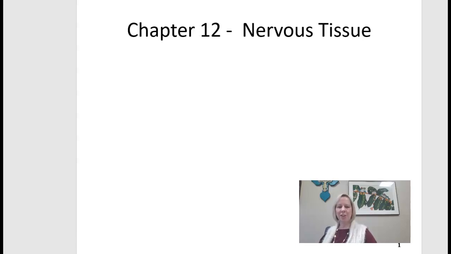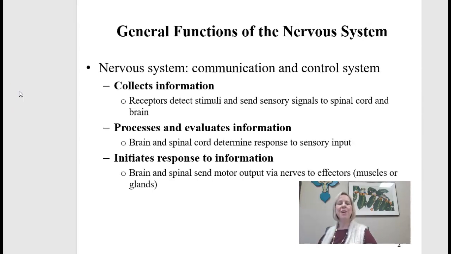Hey guys, we're going to start looking at Chapter 12, Nervous System, and especially the nervous tissue. The general functions of the nervous system will be collecting information, that would be receptors, and then sending that information into the brain or spinal cord. That would be sensory neurons, or what we call afferent neurons. The spinal cord or brain will process and evaluate the information and then determine what response needs to be made. This is then sent to the effector via an efferent or motor neuron, and effectors are muscles and glands.